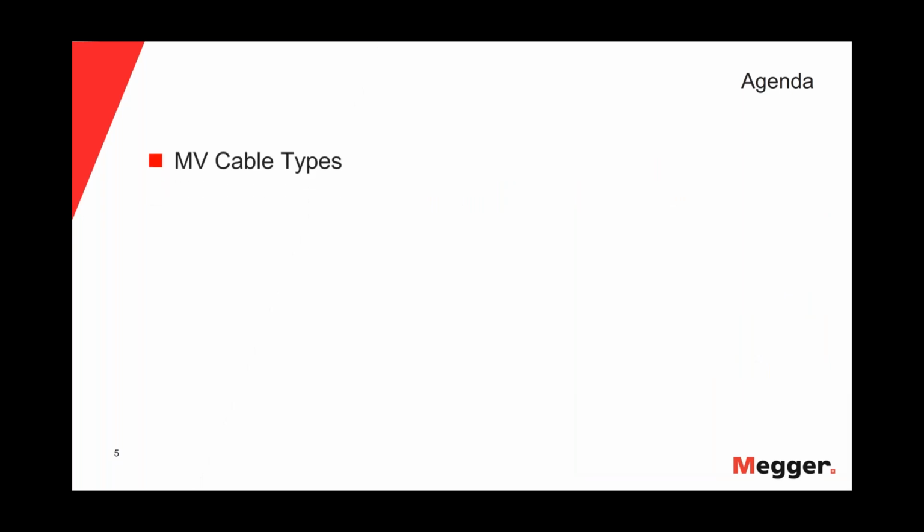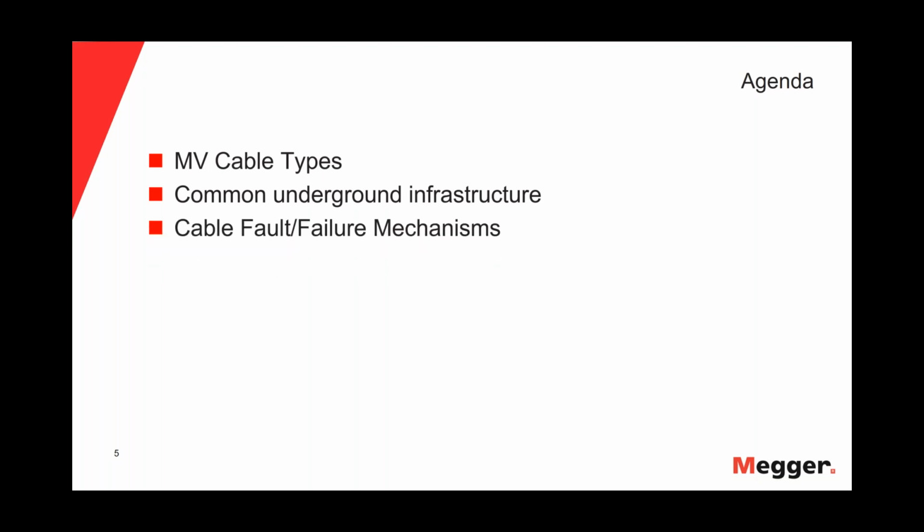Today's agenda: first, I'll talk a little bit about medium voltage cable types. We'll talk about the different types of construction and how this applies a little bit to cable fault locating. We'll look at common underground infrastructures, and this is important because different infrastructures require different techniques and different tools. We'll talk about cable fault failure mechanisms, how these underground cables can be damaged and how they can fail.